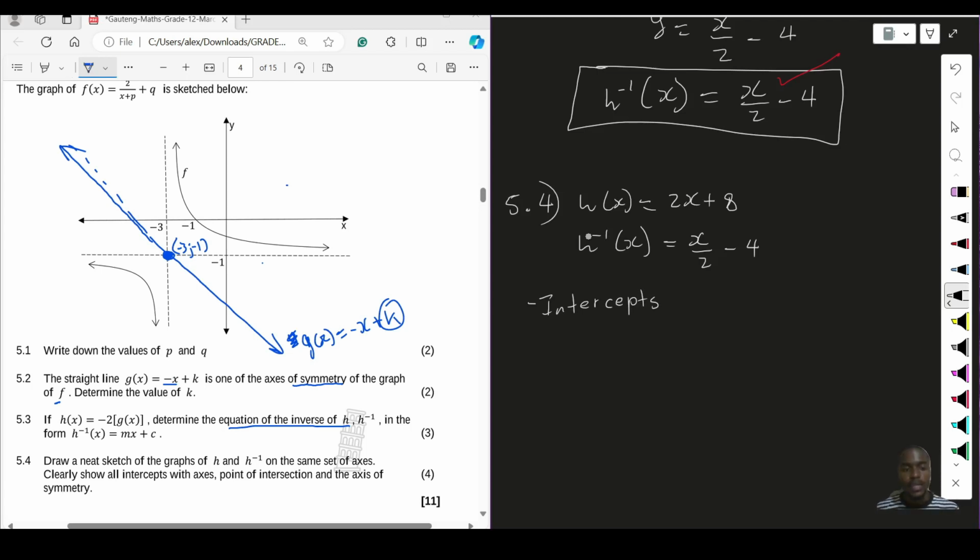With the axis point of intersection. That's number 2, point of intersection. Then the third one, and the axis of symmetry. The axis of symmetry.